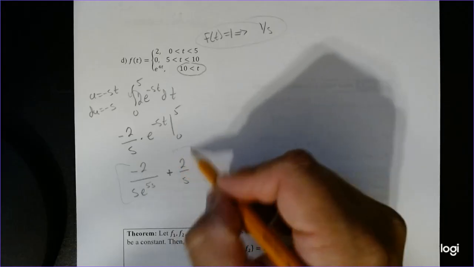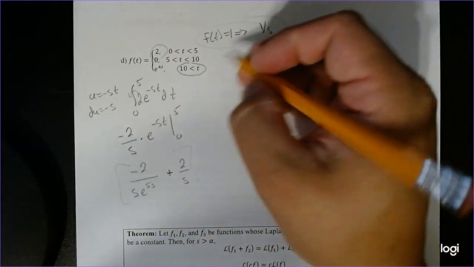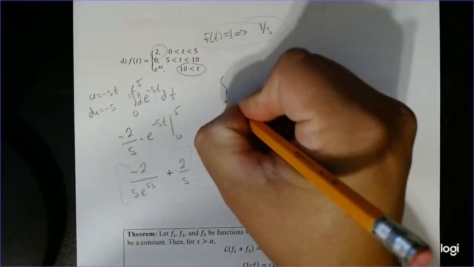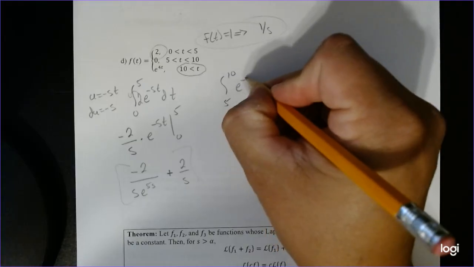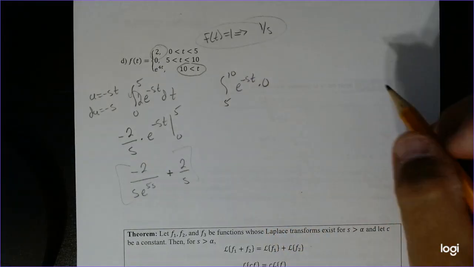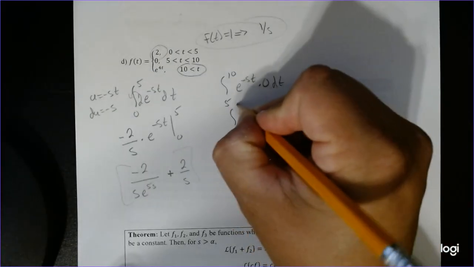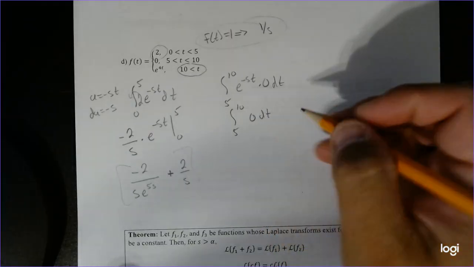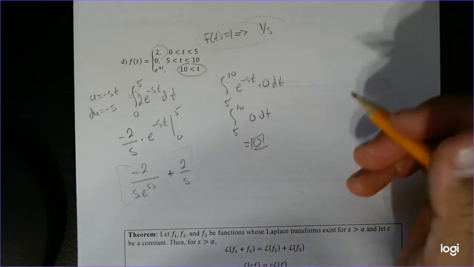So this part is this portion. And so now the next part is when f of t equals 0. So that's bounded between 5 and 10. And it's going to be e to the negative st times 0. Well, the best part of being multiplied by 0 is just going to be 0. Well, the integral of 0 is literally just 0, right? That's the interesting part. So it actually ends up being nothing. There's no Laplace transformation there.